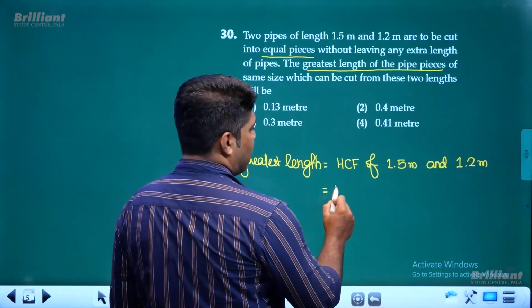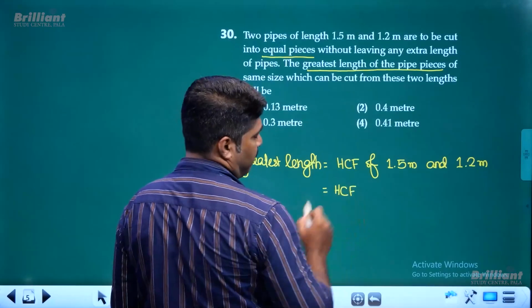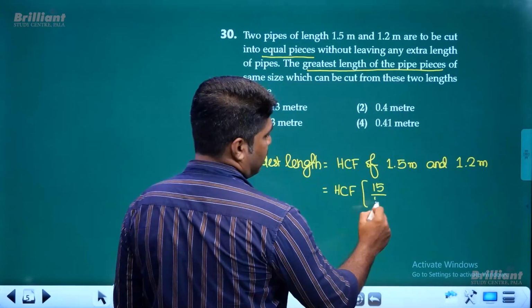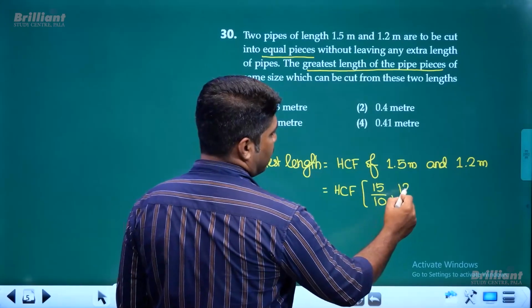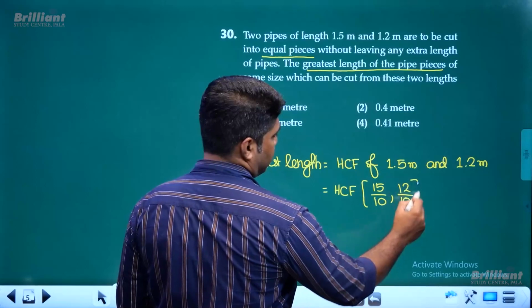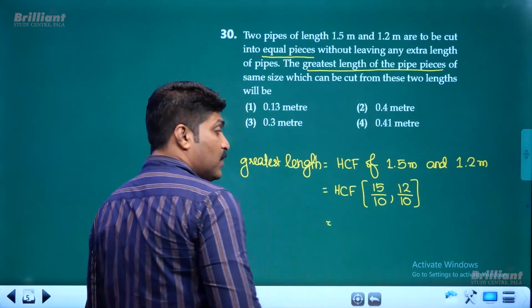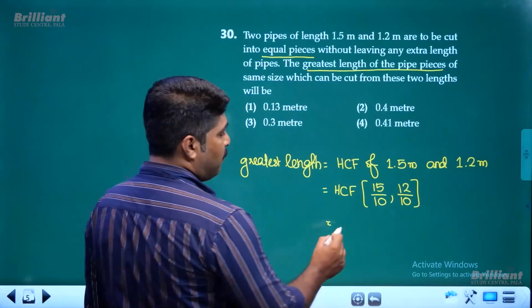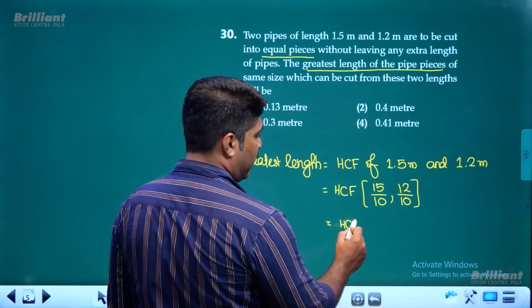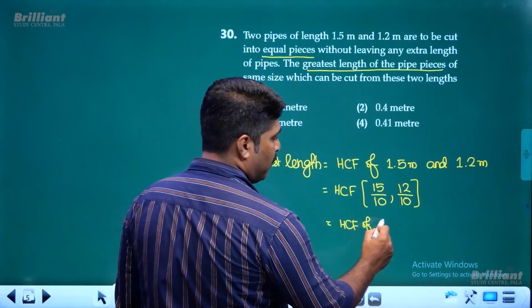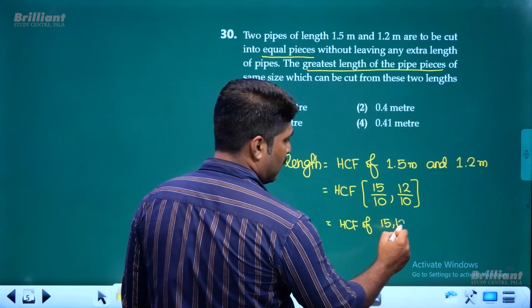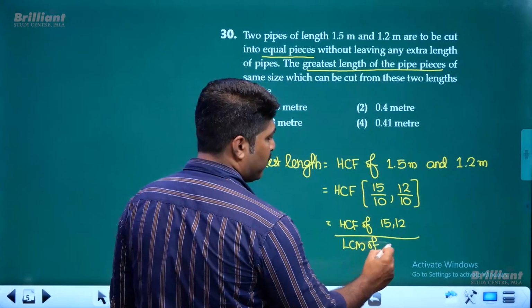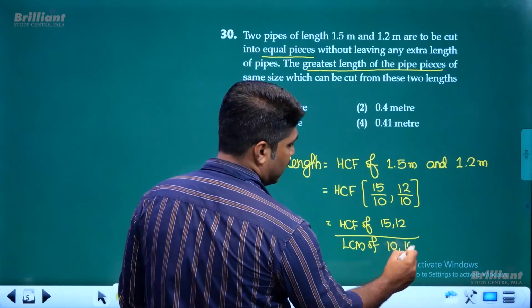So how to find the HCF of such decimals? You can write it like this: HCF of 1.5, you can write it as 15 by 10, and 1.2 you can write it as 12 by 10, right? So how to find the HCF of fractions? Do you know how to find the HCF of fractions? HCF of fractions is nothing but HCF of numerators and LCM of denominators. Here the denominators are 10 each.